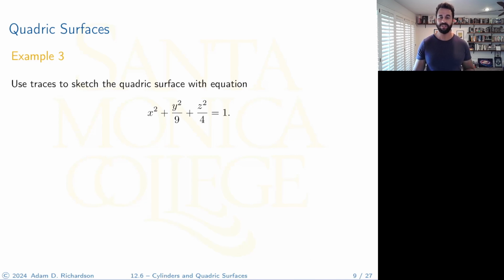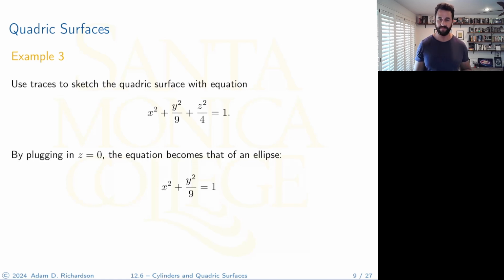So what we're going to do is start plugging in some numbers for x and y and z and seeing the resulting cross section that we get. That's the idea. So if we plug in z equals 0, for example, this term disappears, and then what we get is this. Well, that's an ellipse. That's the shape of an ellipse, right? So when z is equal to 0, the cross section is elliptical.